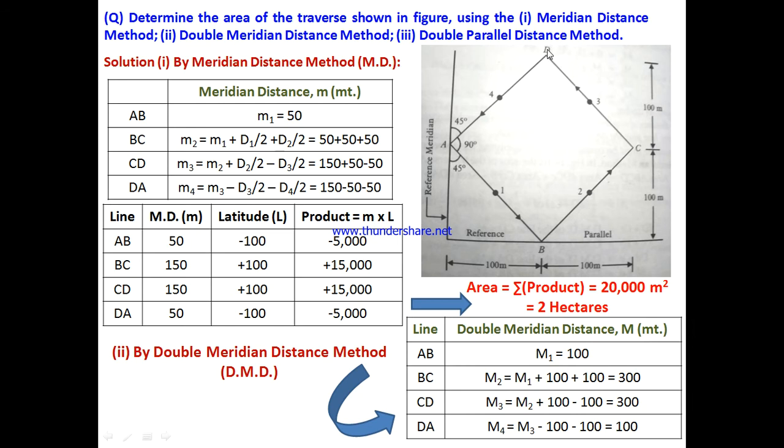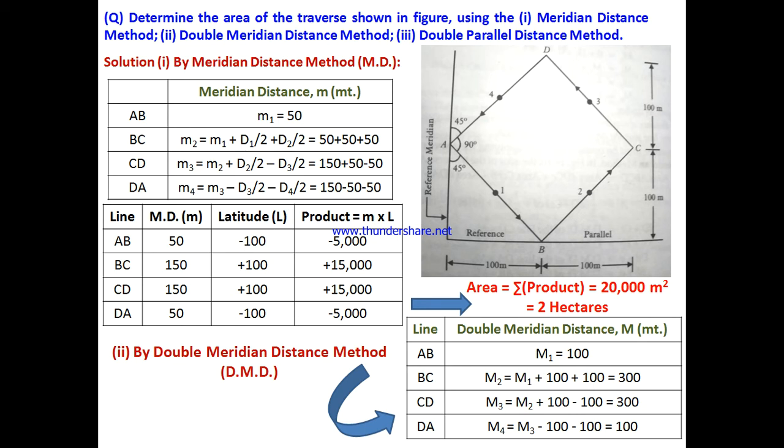So minus 50, and then we are again moving towards the west direction. So again up to here we are taking the minus 50 value. Okay, so in this manner 150 minus 50 and then minus 50. So in this manner for each line we have the meridian distance 50, 150, 150, 50, and now we have to consider the value of latitude.